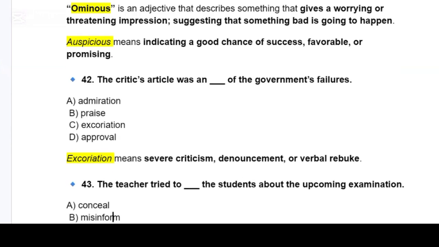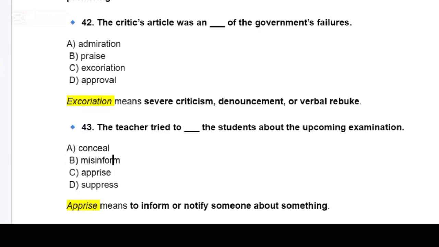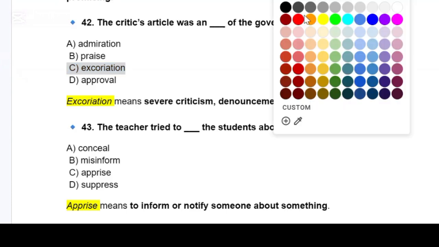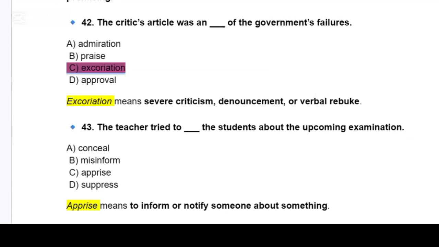The critic's article was in dash of the government's failure. The government had failed and critics were writing articles, and those articles were admiration, praise, excoriation, or approval. So excoriation here is the correct option. Excoriation means severe criticism or denouncement.